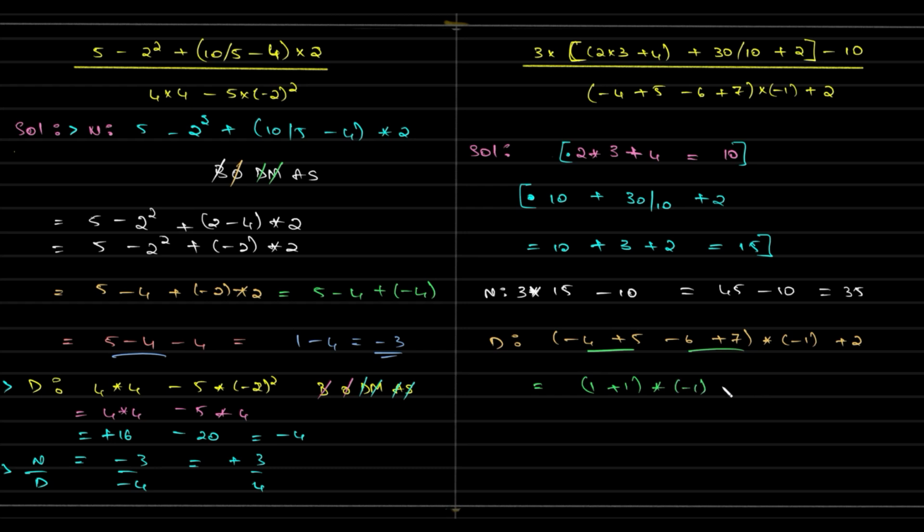into -1 plus 2, right? So 1 plus 1 is 2 into -1 plus 2. So 2 into -1 is -2 plus 2, and this is 0. Is it not? Almost done, and we have at last numerator by denominator, which is 35 by 0, which is undefined, and that is your infinity. Okay, done, right? So please take the test and see you guys in the next section.